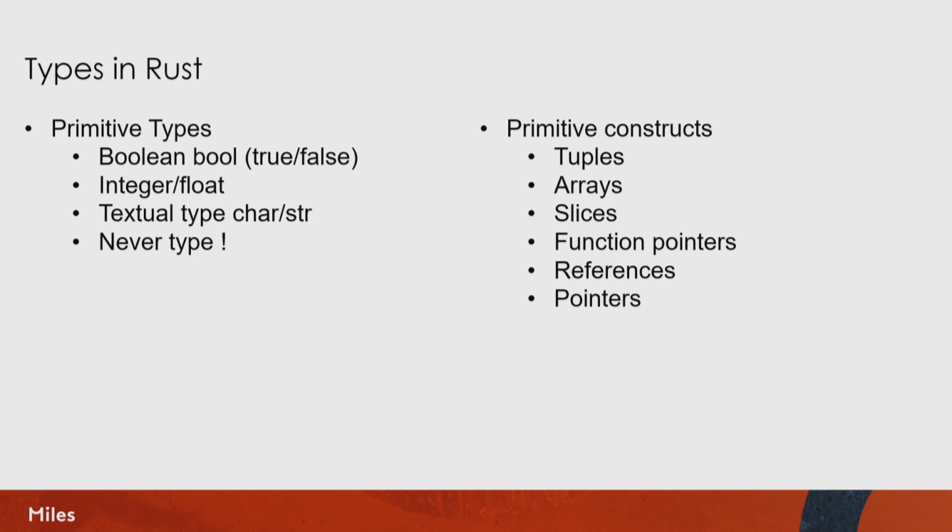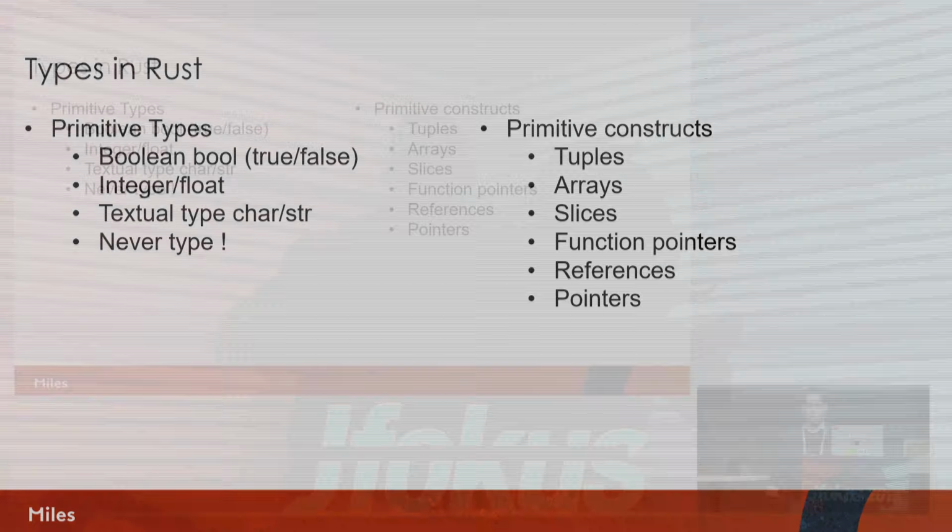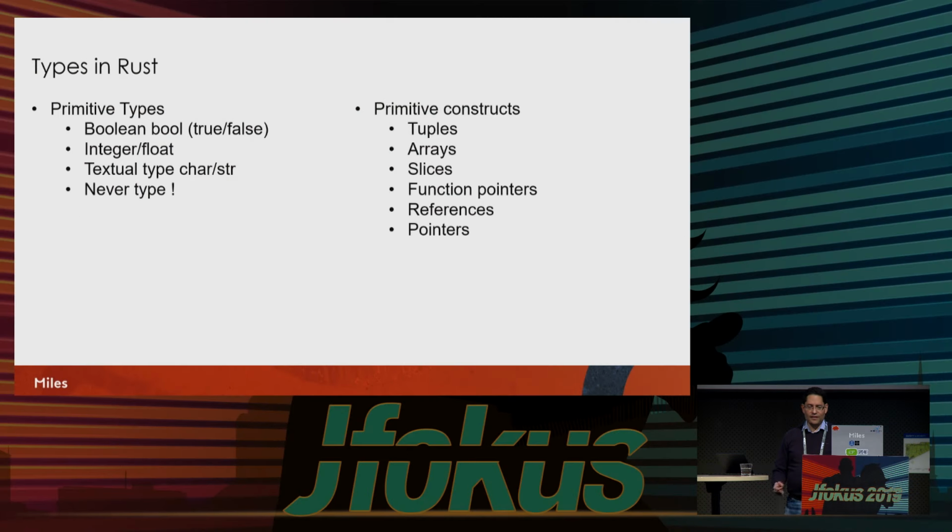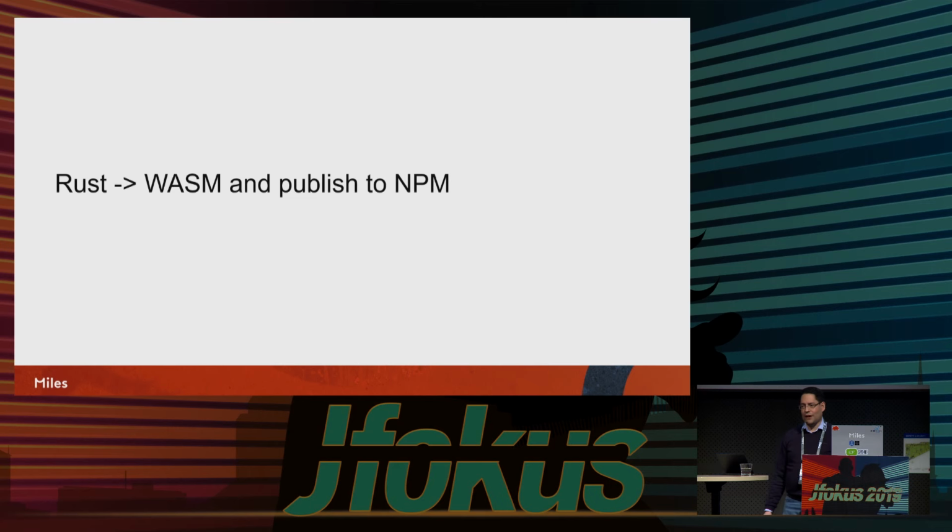So we have some different types here in Rust. We have primitive types, boolean, integer and float, and so on. And we also have some primitive constructs like tuples, arrays, pointers and so on. But now the question is, how can we use Rust if we want to compile down to WebAssembly, package that WebAssembly as an NPM package, and then publish it up to NPM? That's what I'm going to show you right now, how we can go about doing this.